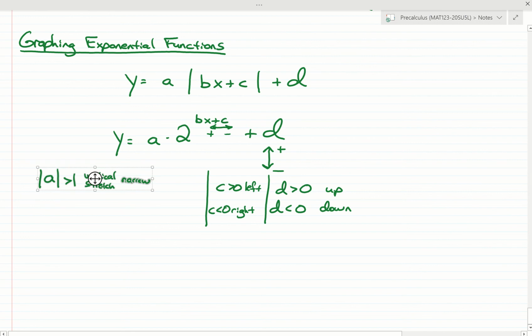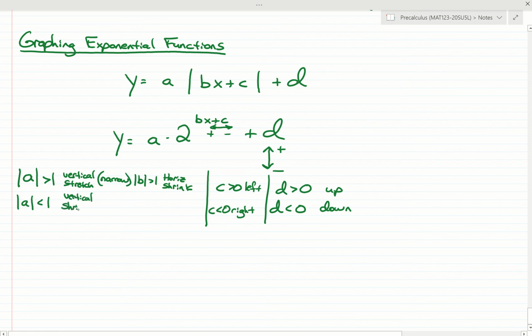I'll try to move this over. Need a little bit more room. If the absolute value of B was bigger than 1, this would be called a horizontal shrink, but it would have the same effect. The graph would get narrow. If the absolute value of A was less than 1, we call that a vertical shrink. The graph would get wider. That has the same effect as if B was less than 1, except we would call it a horizontal stretch.